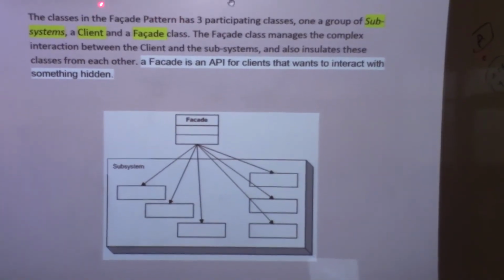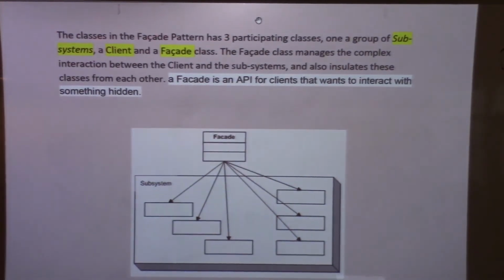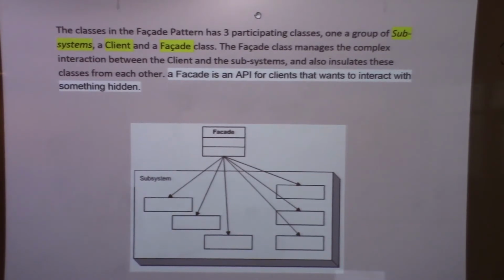It's not the real thing. It's just a front. So sometimes the facade allows us to project something that's a little bit different than what's actually there. That's what we're talking about. So the facade pattern has three participating classes: the subsystems, which are in here, the client, and the facade class. The client will be connecting with the facade to get access to the subsystems. That's the idea.